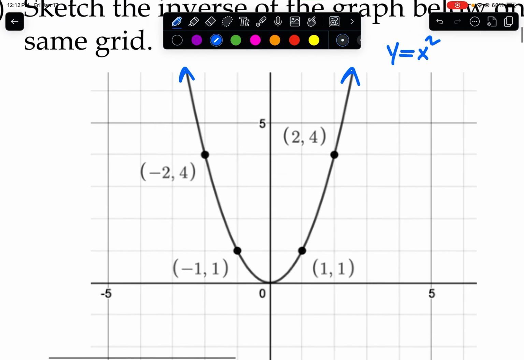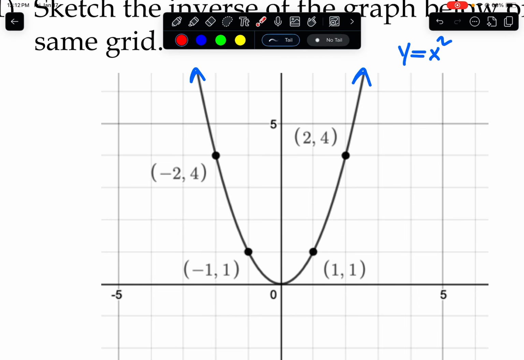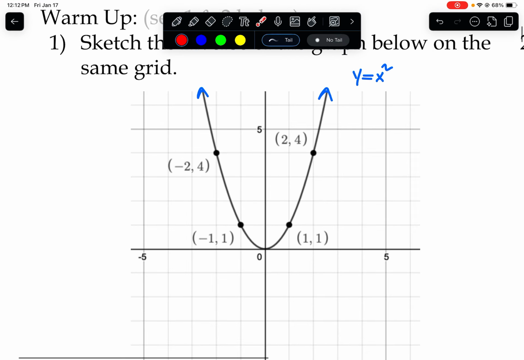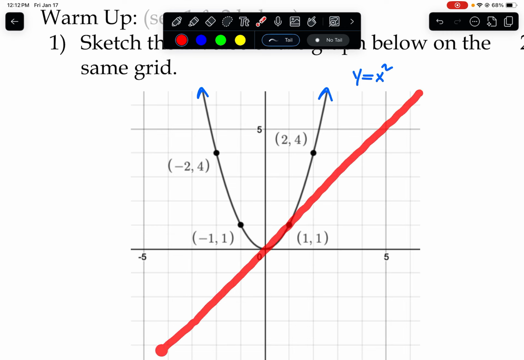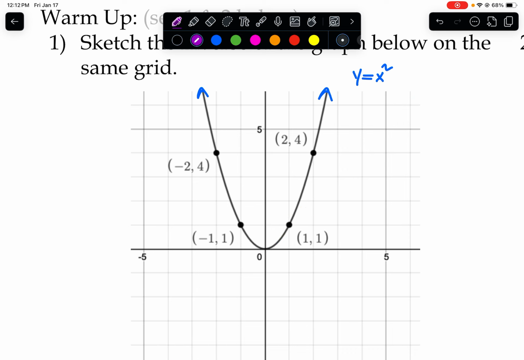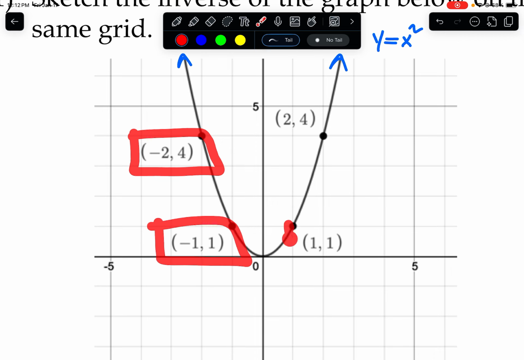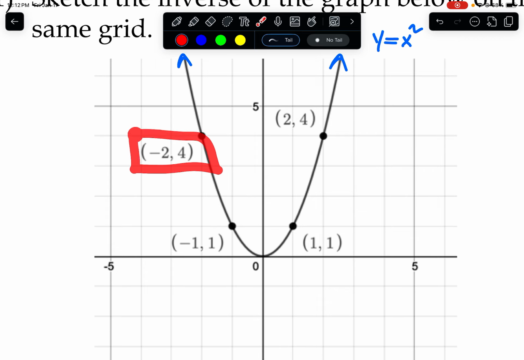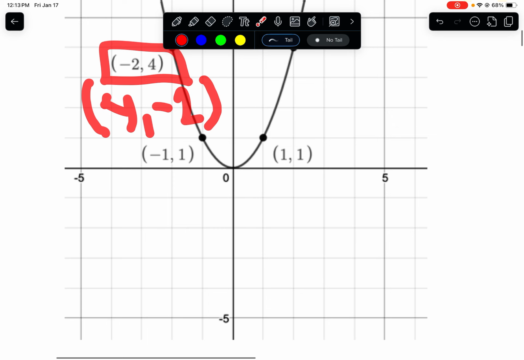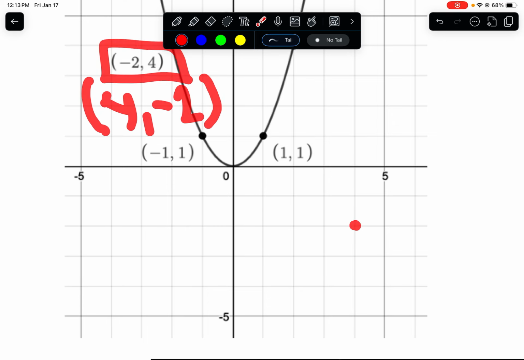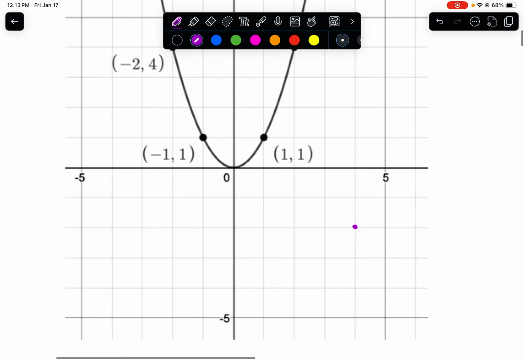So the whole premise of inverses is I want to reflect it over the line y equals x. So with the line y equals x, we're going to reflect our graph over that line. Another way to approach this is to take your coordinates, flip the x and y, and graph those new points. So if I take the point -2, 4, that's going to become the point 4, -2, and that point would be located down here.